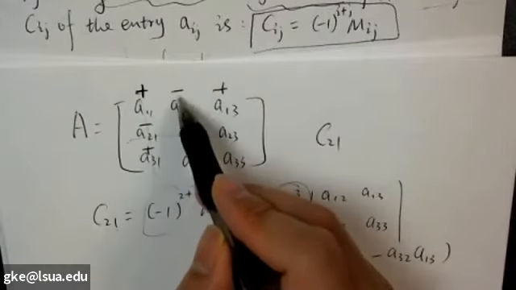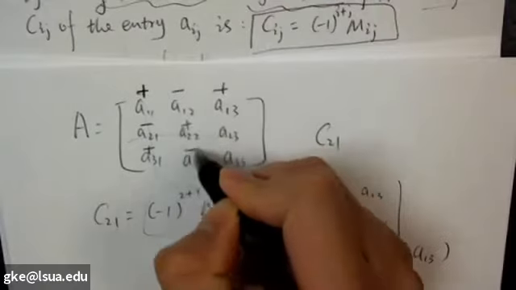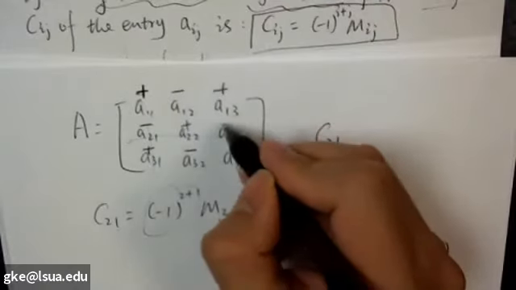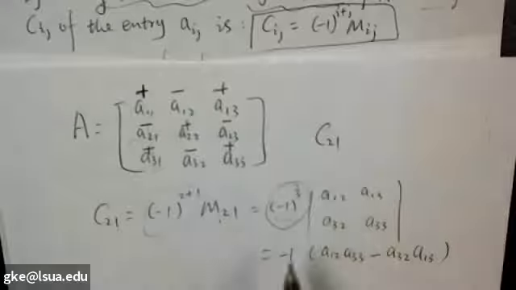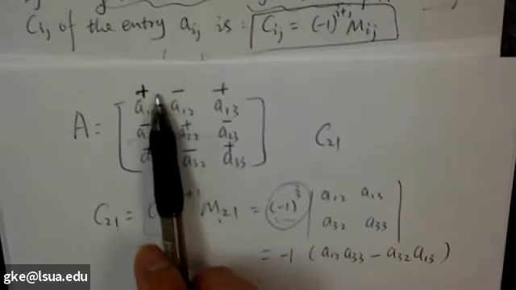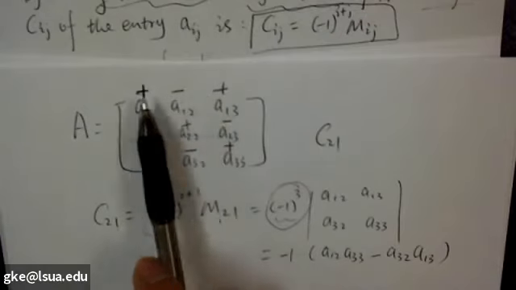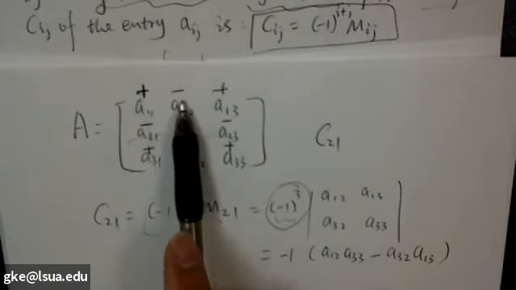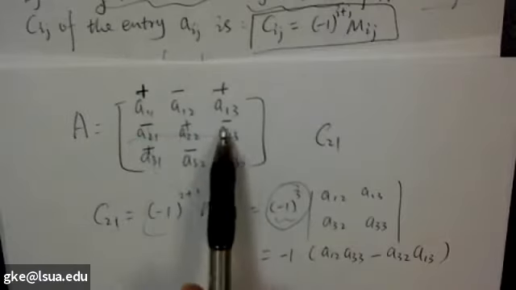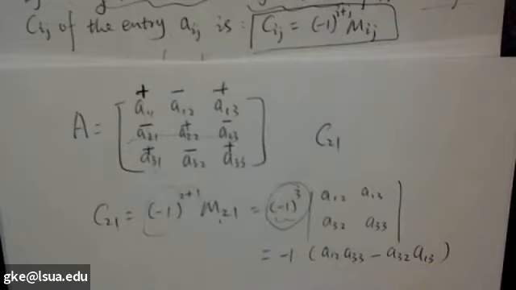And for this one it is negative, positive, negative. And for this one it is positive, negative, positive. So all the values have alternating signs. If we start with positive, then positive, negative, positive, negative, positive, negative, positive, negative, positive. We write down all the signs on the top of the entries. We start with positive.